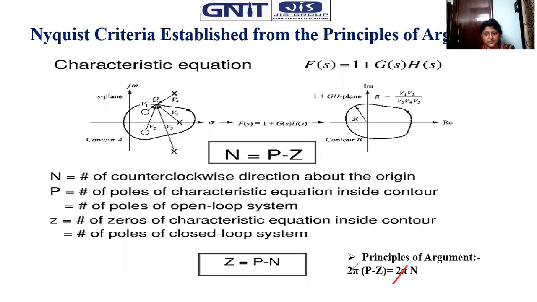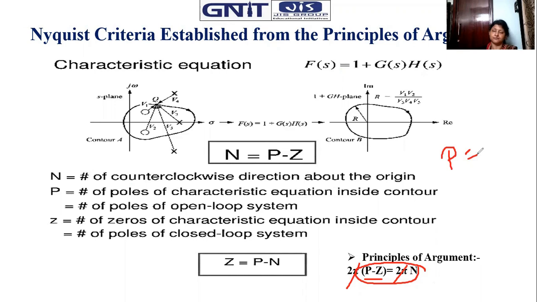Because the angle concept is that the positive angle with respect to the x axis is always anticlockwise. So that is the same issue over there. That's why the 2 pi cancels. We get the total number of encirclements about the origin as P minus Z, and N will be considered in the positive direction. Positive direction means the counterclockwise direction that you have to consider, right?